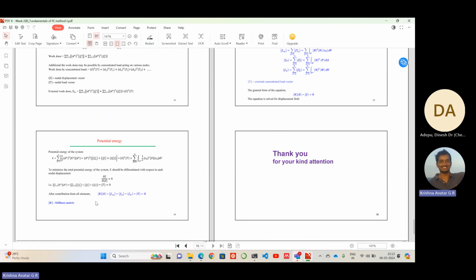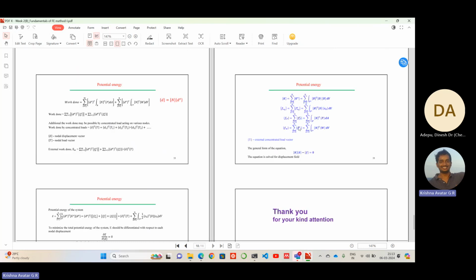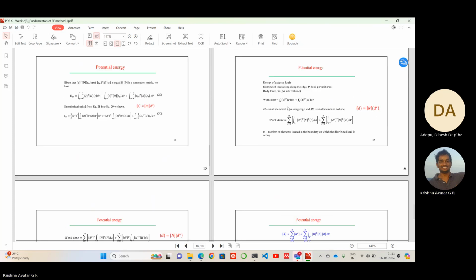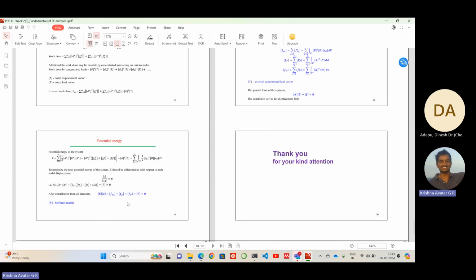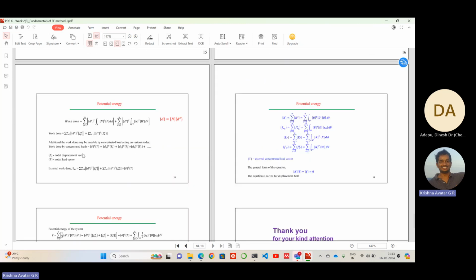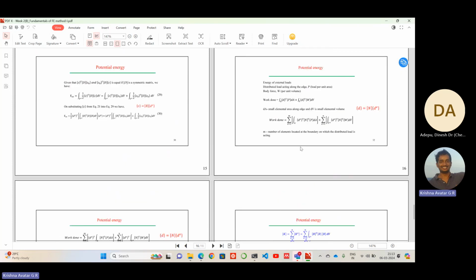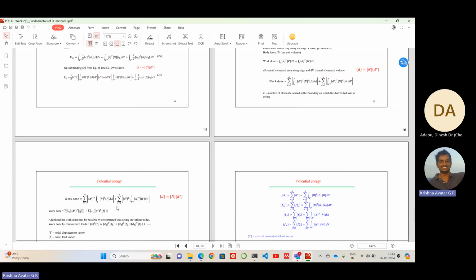So ultimately we get this equation after contribution from all the elements: k delta minus f epsilon naught, which is the forcing function due to initial strain, then the forcing function due to external traction forces, where T is the traction forces, and P is due to the distributed load. And W is, I think, for the body weight, the body force. Where is W?